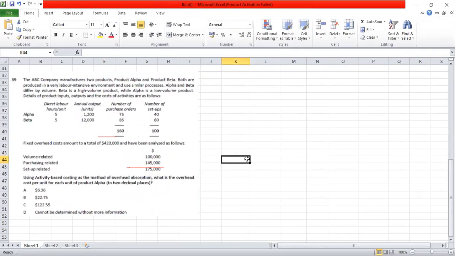Question number 39, same set of data. We see using activity based costing as the method of overhead absorption. What is the overhead cost per unit for each unit of product alpha? Alpha and beta, both of them will take it up.